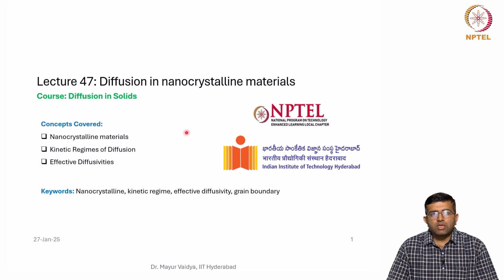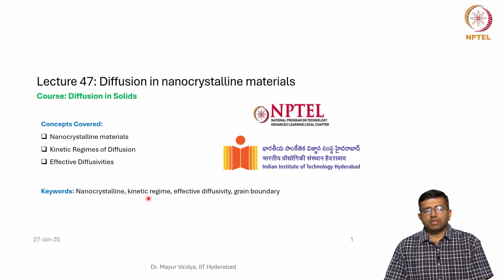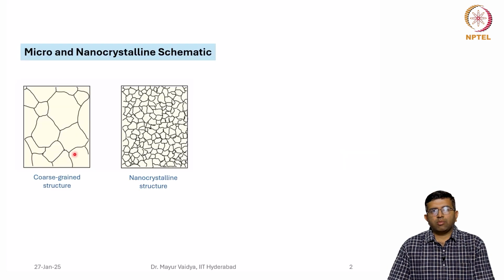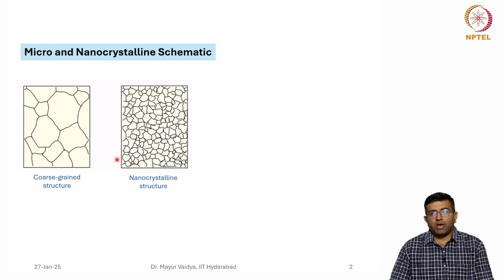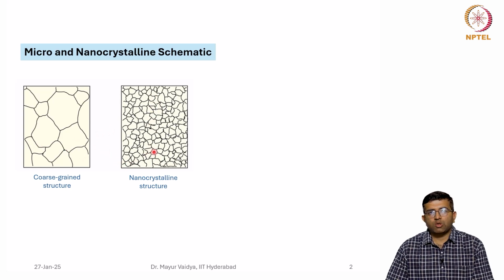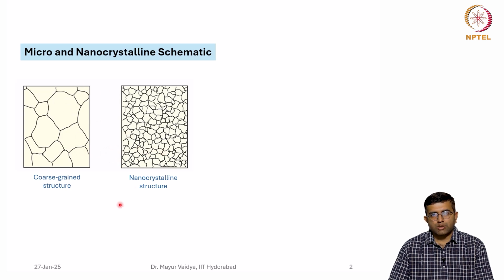These are the concepts that we will cover, and these are some of the keywords. A very simple schematic: this is how a coarse grain structure looks, and this is how a fine grain structure, or a nanocrystalline structure with grains in the nano range, will look. Of course, there is no micron marker here, because the intention was only to show a schematic, that these are fairly large grains and these are fairly small grains.